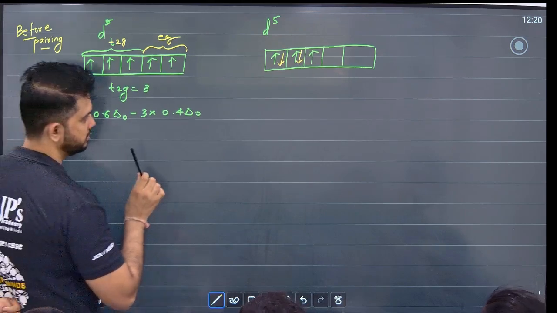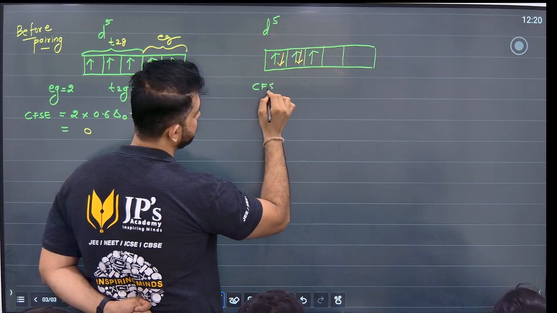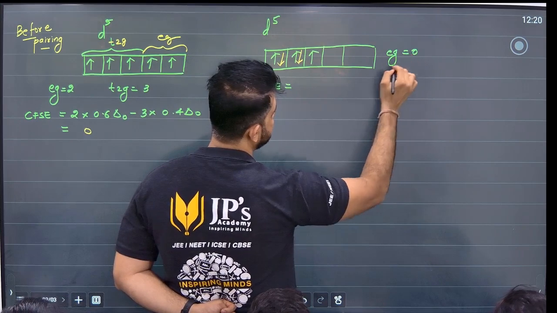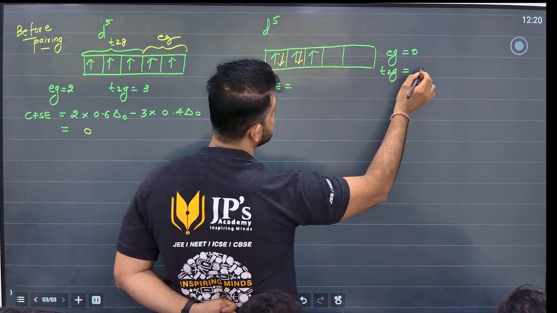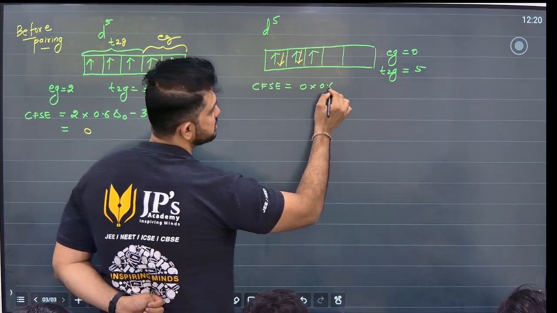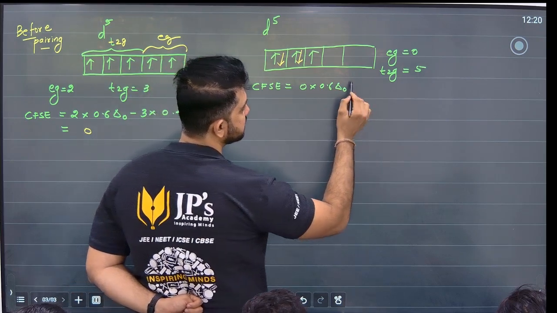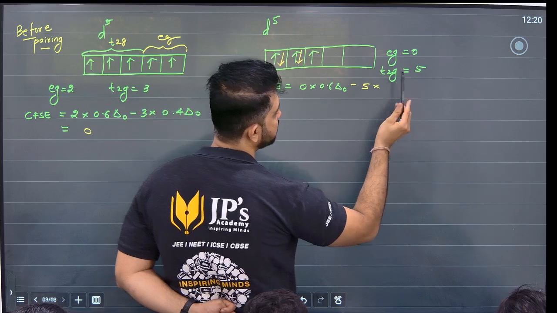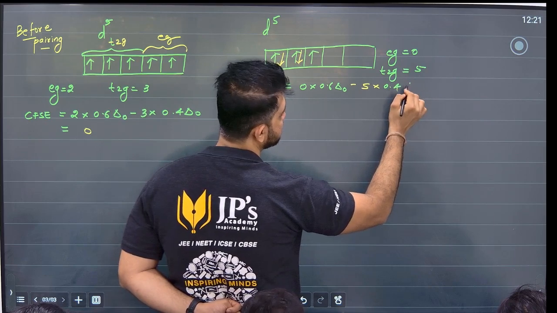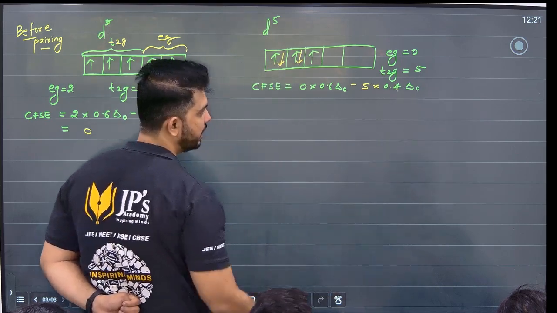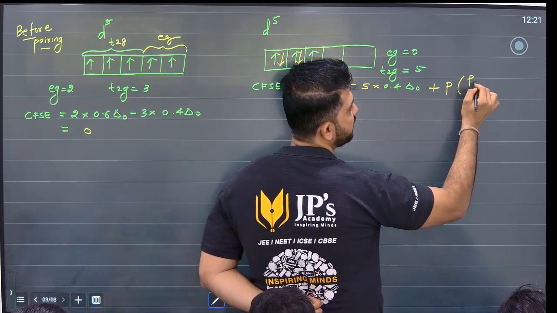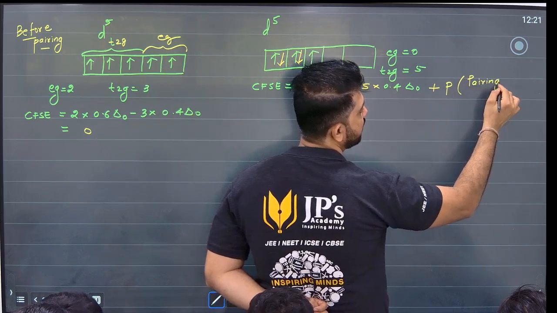0. Now come here. Find the CFSE for me over here. How many electrons are there in EG over here? And in T2G? So this will be 0 into 0.6 delta naught minus 5 into 0.4 delta naught. Along with that, we also add something called pairing energy.